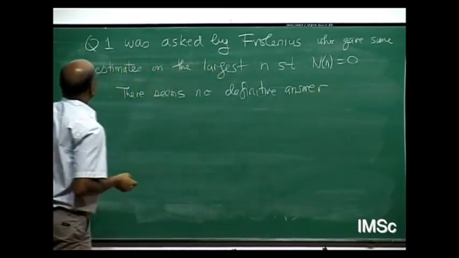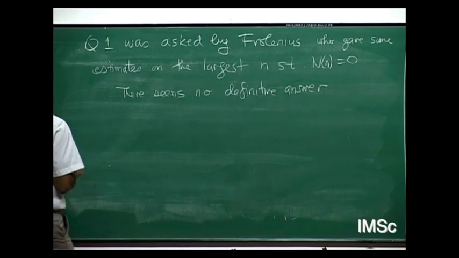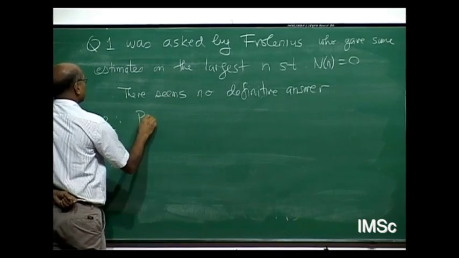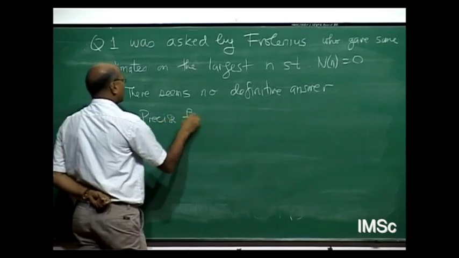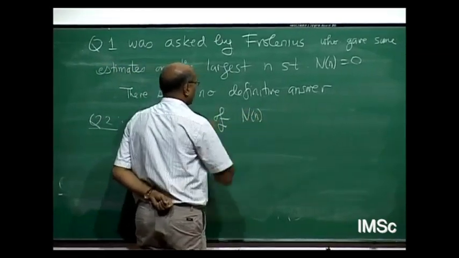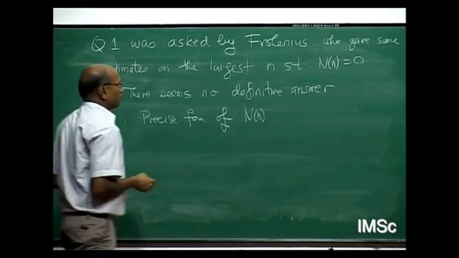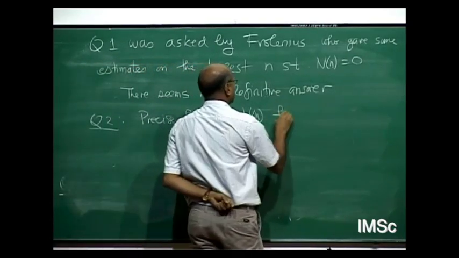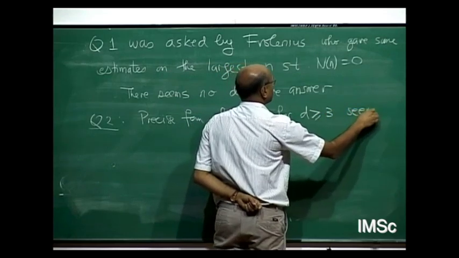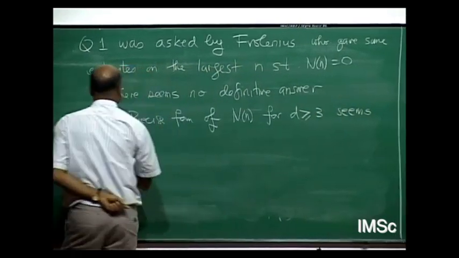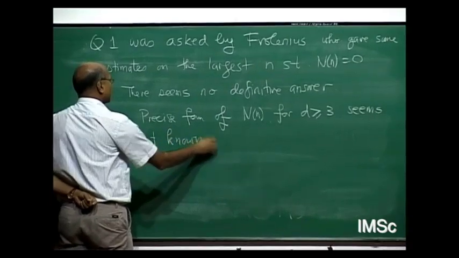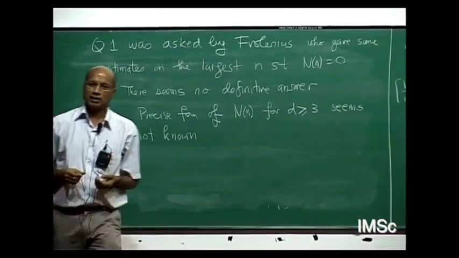So this is for question 1, and for question 2, which is the precise form of N(n) for d greater than or equal to 3, it seems not known. And somehow I did not find much literature on this problem.